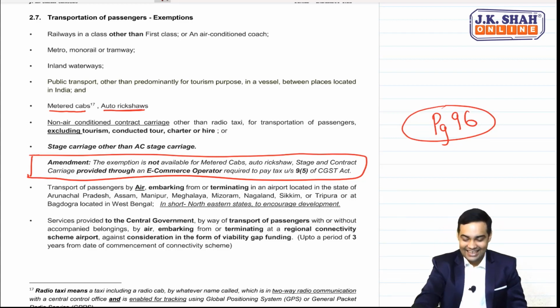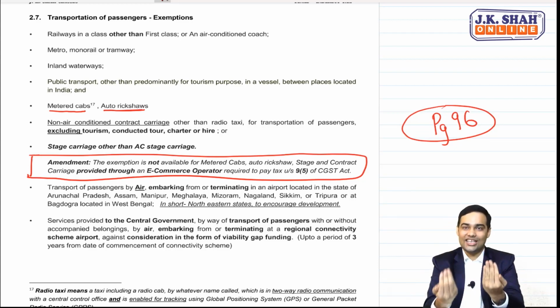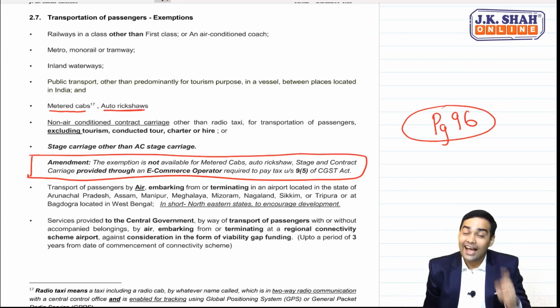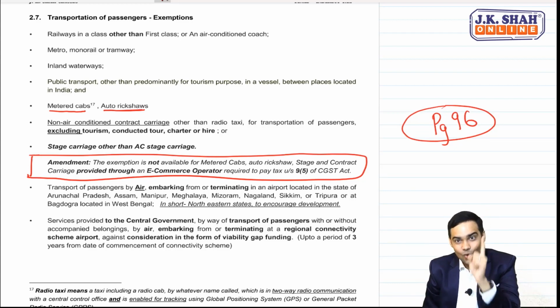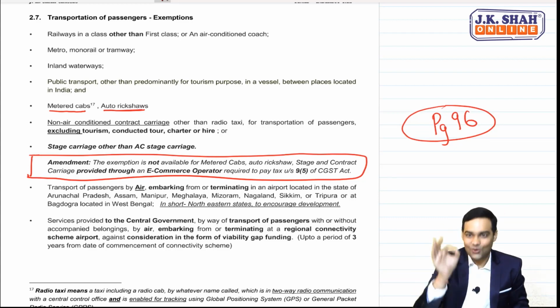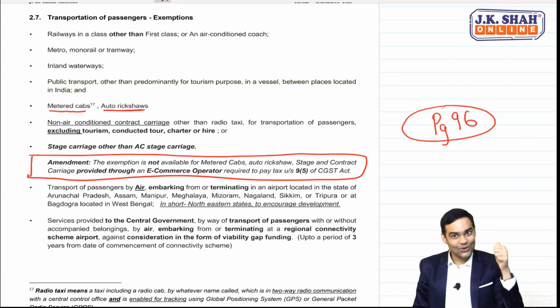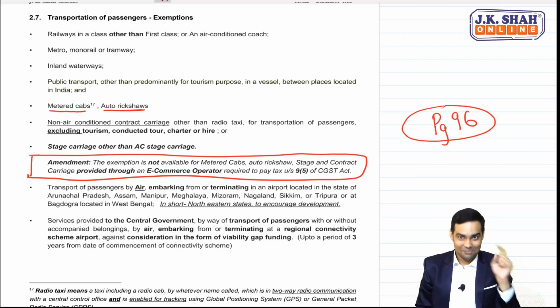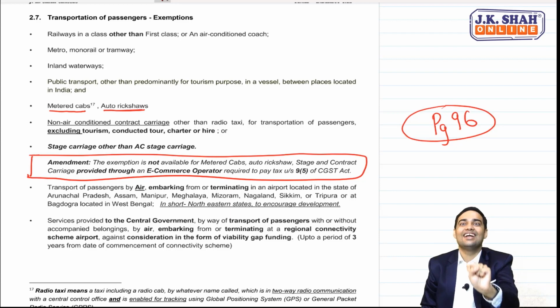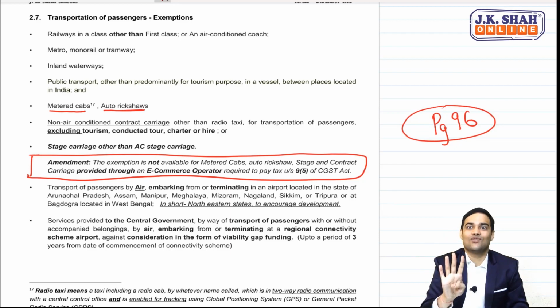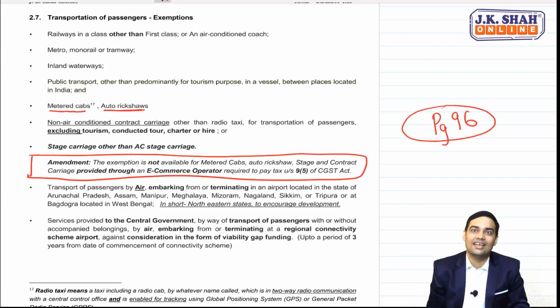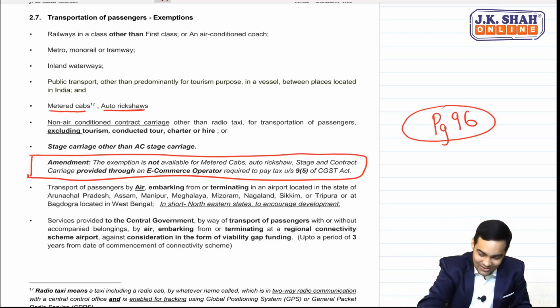In simple terms, can I say that if I take an auto rickshaw directly, exempt. If I take an auto rickshaw through Ola app, then in that case, exemption is not available. And who is responsible to pay the tax? Ola is responsible to pay the tax. Ola being responsible to pay the tax, I will show you in RCM and Eco chapter. But here I am only showing you that amendment which has been made to exemption. The exemption is removed for these four categories if it is provided through an e-commerce operator. Let's have a look at it.